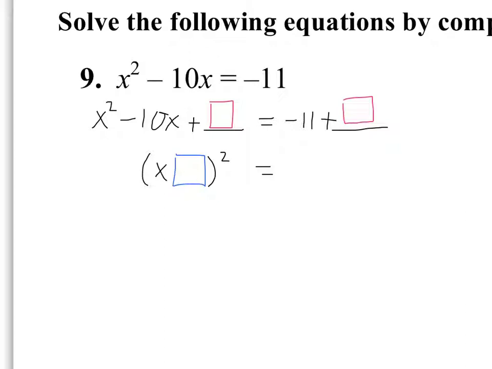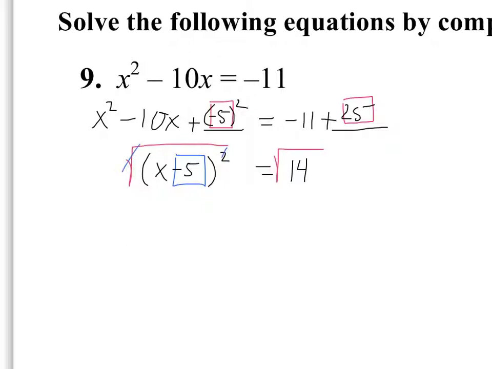So, what we should be getting is that we took half of negative 10 to get negative 5. And then we take that negative 5 and we square it. Negative 5 squared, a negative times a negative, is a positive 25. What's negative 11 plus 25? 14. All right, so there we are. We have x minus 5 quantity squared equals 14. To solve that, we take the square root of both sides.